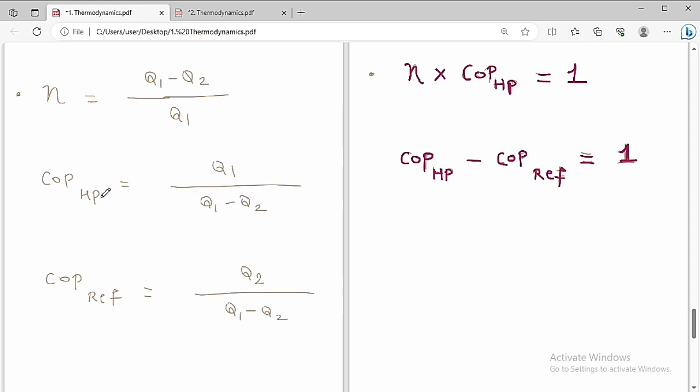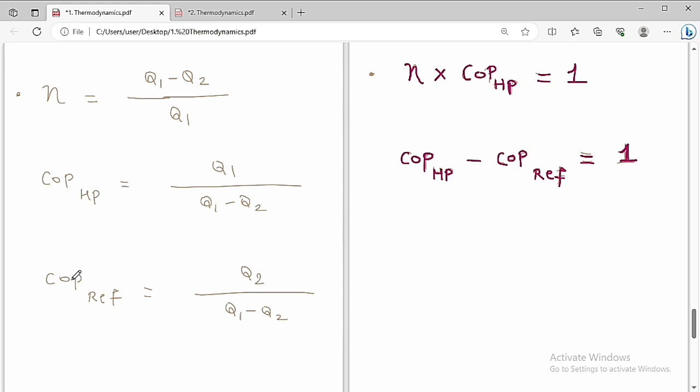So for heat pump, what is the desired effect? Heat, right? More heat is the desired effect for heat pump. Out of Q1 and Q2, which is having the more heat? Q1, because Q1 is a heat which is coming from source. So definitely it will have more amount of Q1, higher value. So keep here the higher value, Q1 by Q1 minus Q2.